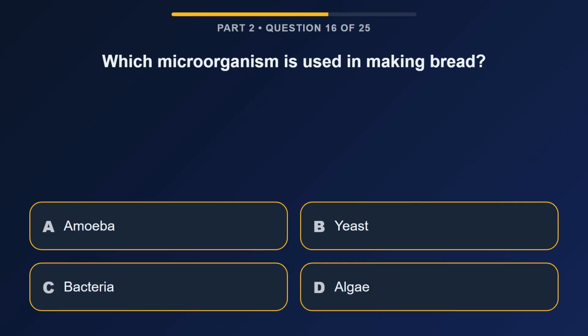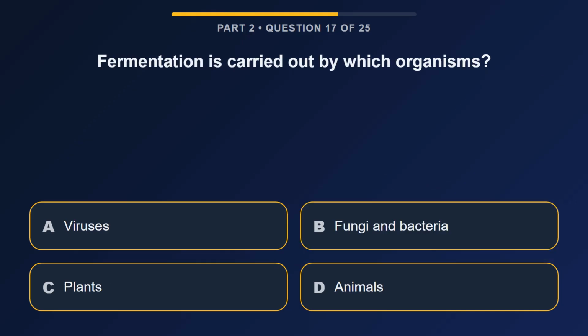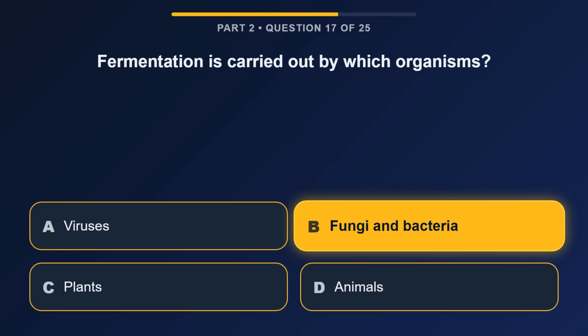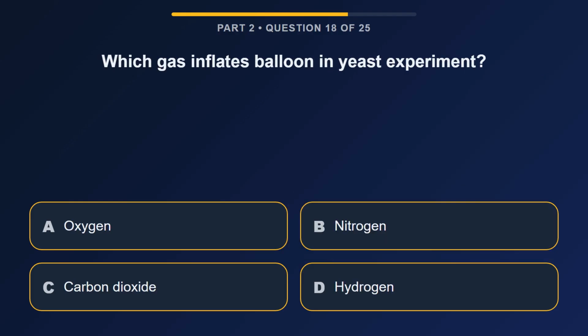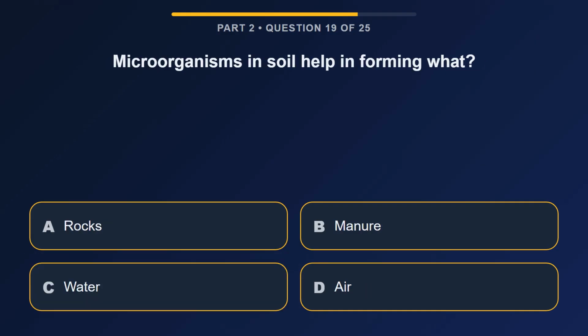Which microorganism is used in making bread? Fermentation is carried out by which organisms? Which gas inflates balloon in yeast experiment? Microorganisms in soil help in forming what?